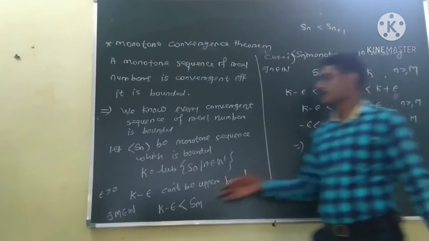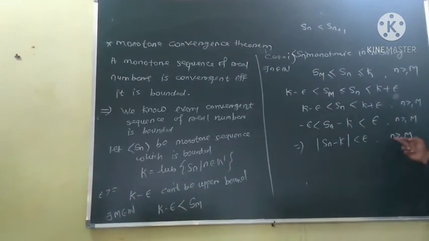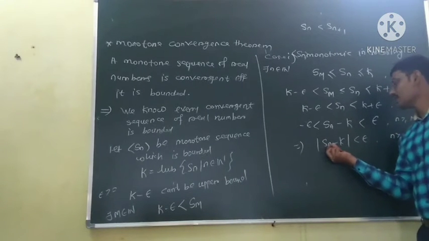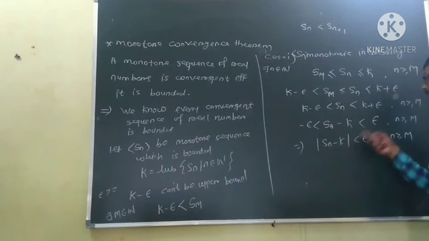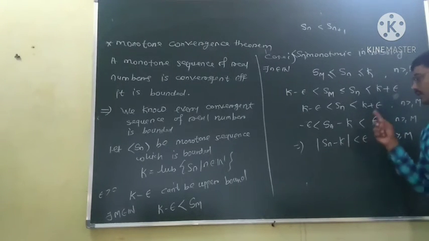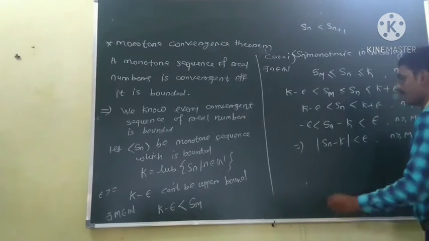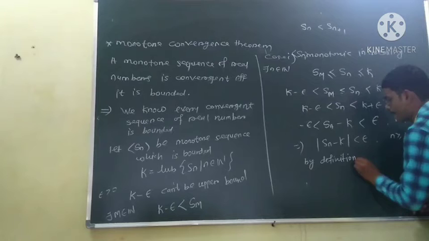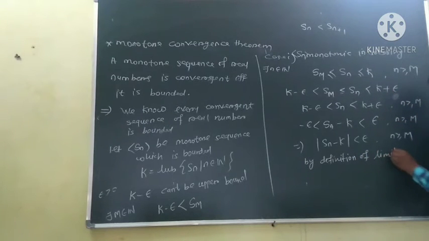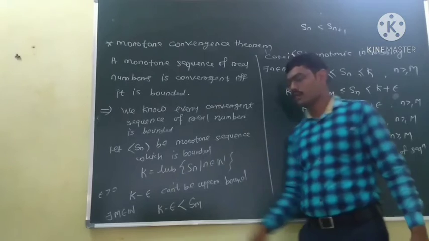Now see, for any epsilon greater than 0, we can find a natural number m such that whenever n is greater than or equal to m, the distance between Sn and k, that is the mod of Sn minus k, is less than epsilon. What is this? This is the definition of convergence to a limit, and this implies the sequence has a limit which is k, that is, the sequence is convergent. So by the definition of the limit of a sequence, this sequence Sn is convergent and converges to k, that is the least upper bound.